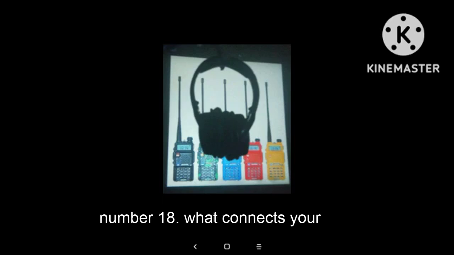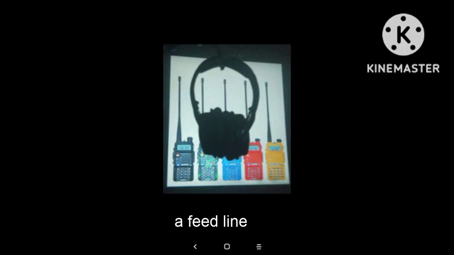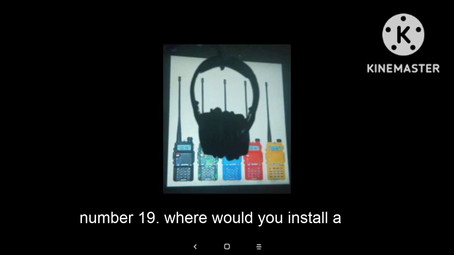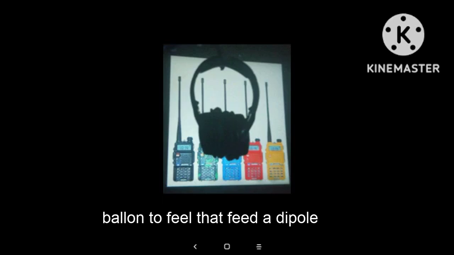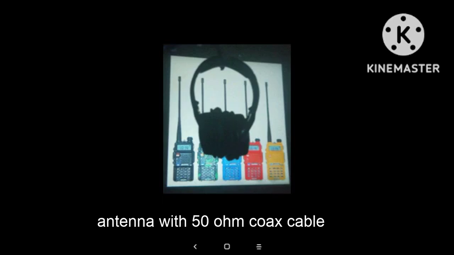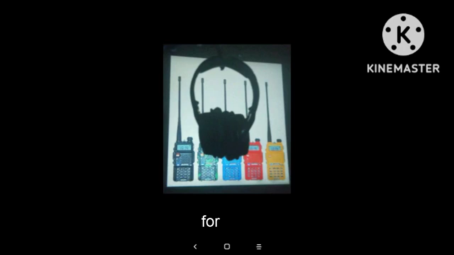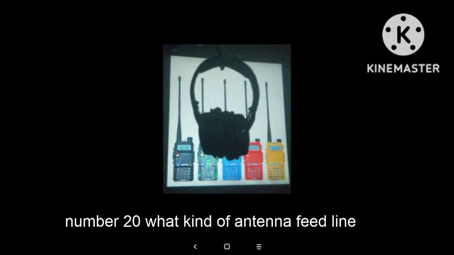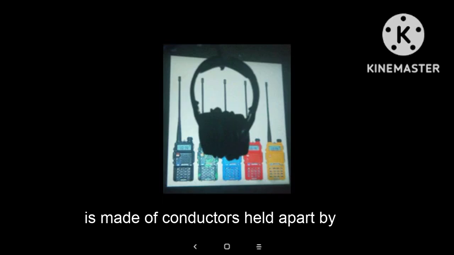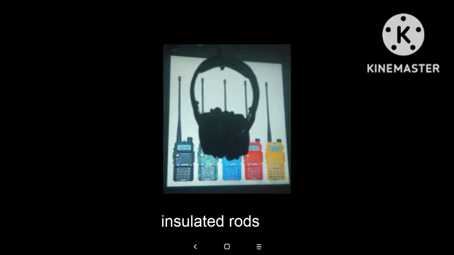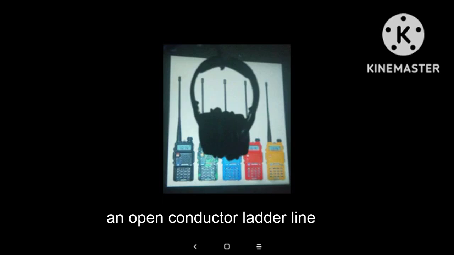Number 18. What connects your transceiver to your antenna? A feed line. Number 19. Where would you install a balun to feed a dipole antenna with 50 ohm coax cable? Between the coax cable and the antenna. Number 20. What kind of antenna feed line is made of conductors held apart by insulated rods? An open conductor ladder line.